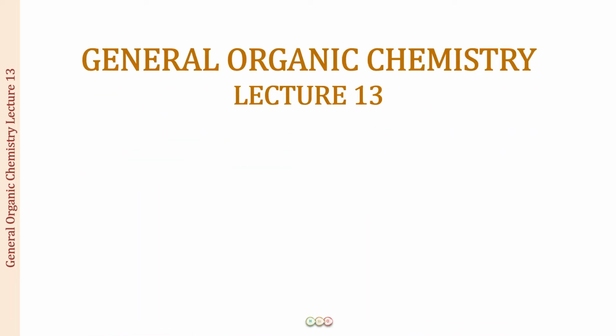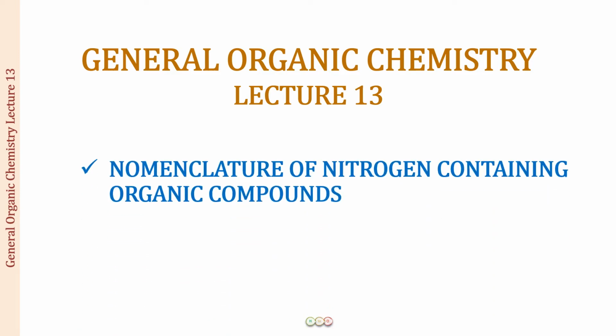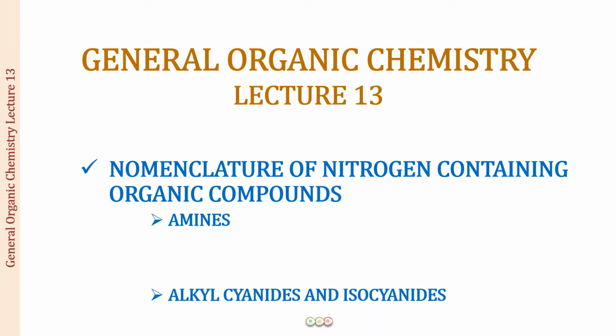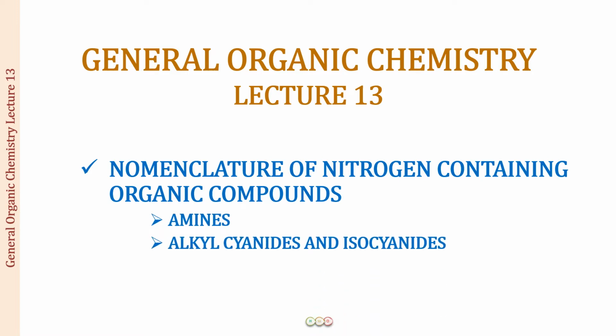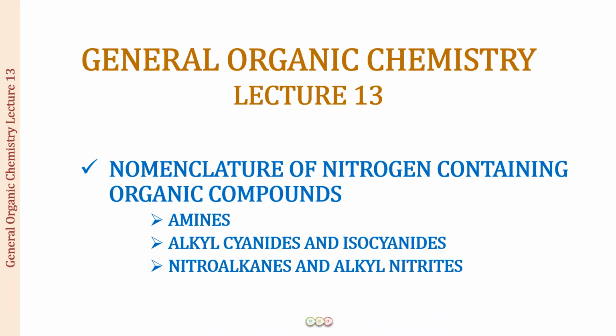General Organic Chemistry. Today we begin with lecture 13 from the course, but make sure you watch the previous ones before viewing this one. So we are discussing the nomenclature of the organic compounds, and in that we are discussing the nomenclature of the organic compounds with functional groups. In this lecture we will specifically discuss the nomenclature of nitrogen containing organic compounds, where we will be chiefly discussing the amines, alkyl cyanides and isocyanides, nitroalkenes and alkyl nitrites. So we will be starting first of all with the nomenclature of the amines.